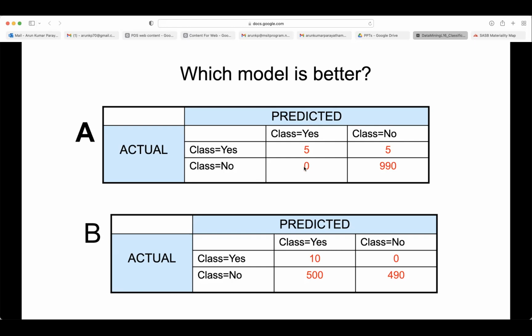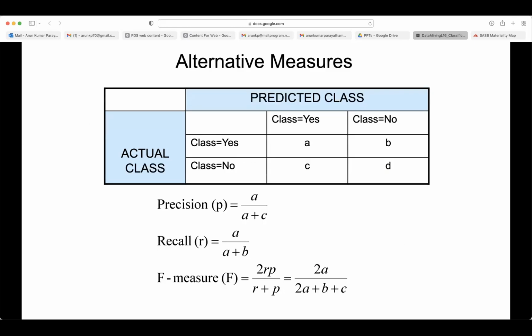What about the above table? What is recall here? 5 by 10. So 1 by 2, only 50% recall you have. What is the precision here? 100%. 5 by total predicted, that is 5, so 5 by 5. So for one, recall is very small, for the other one, recall is high. For one, precision is small, for the other one, precision is very high.